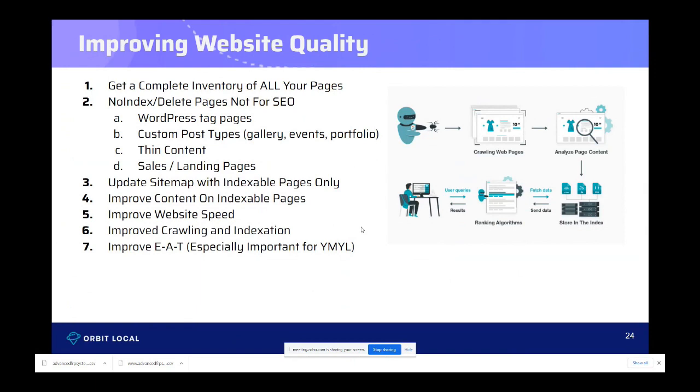I start by figuring out what I can noindex, what I can delete. If I have WordPress tag pages, those rarely rank in Google. In most cases, I'll say 99% of cases, you don't need those pages in Google. You don't need your custom post types.